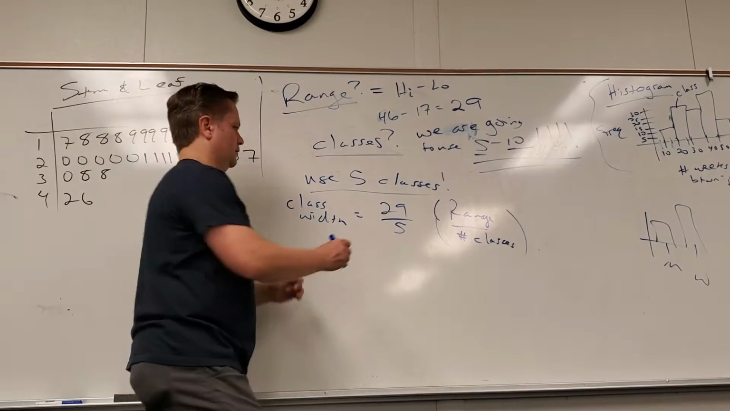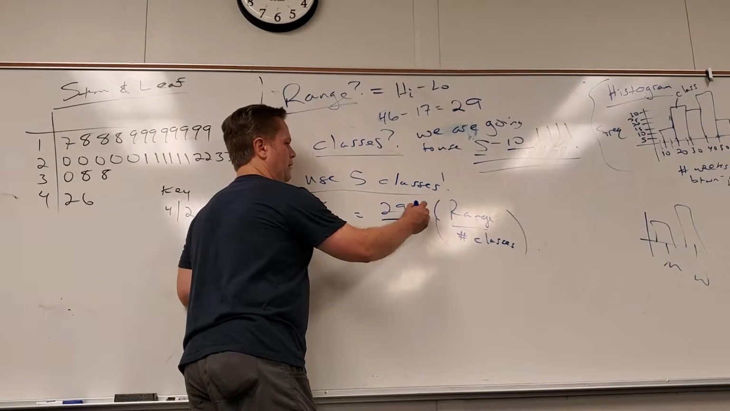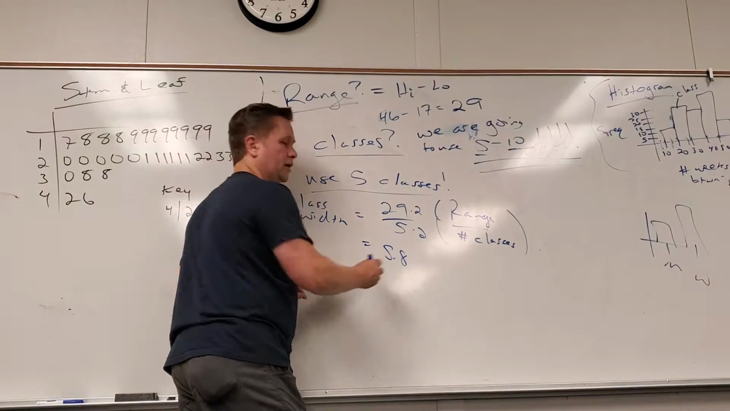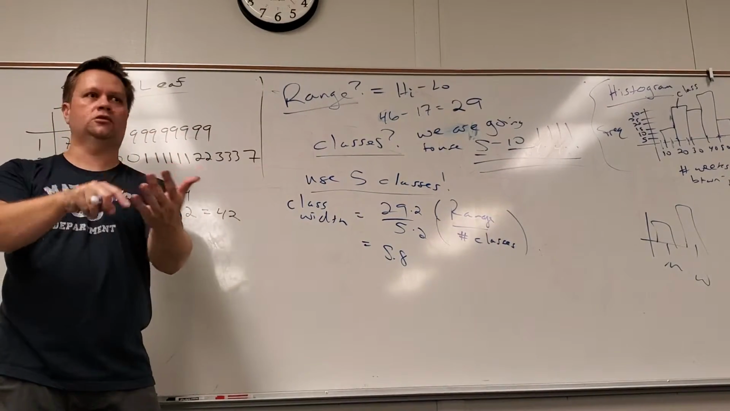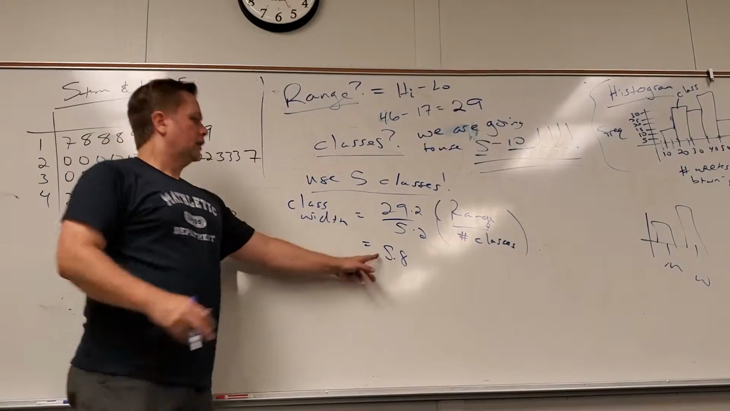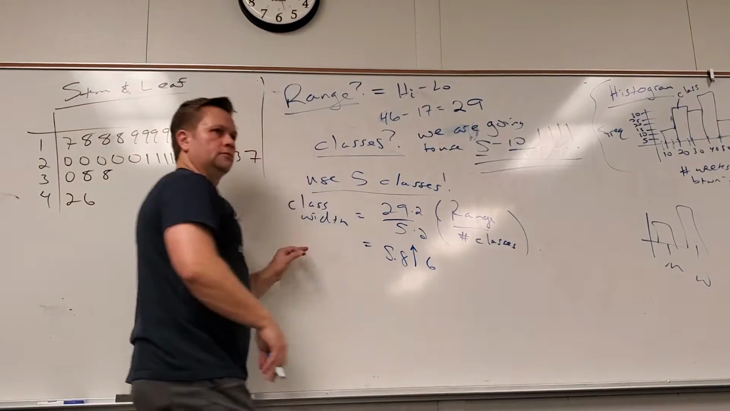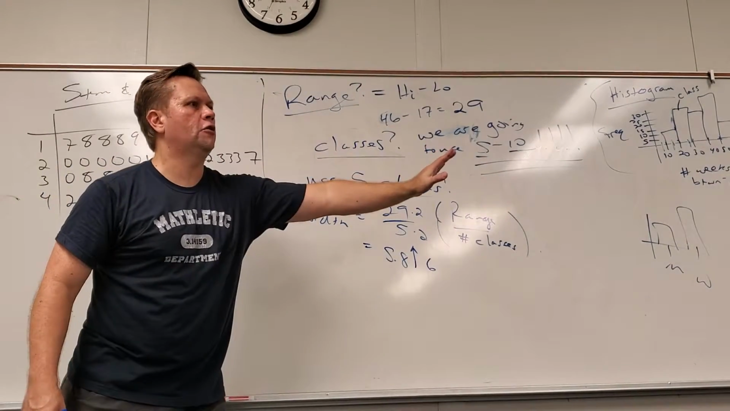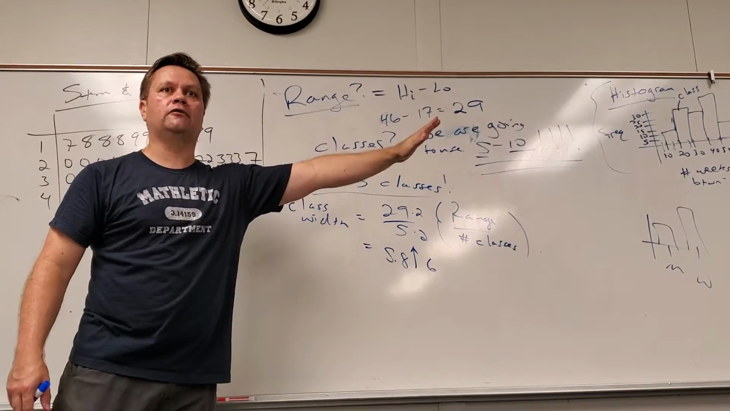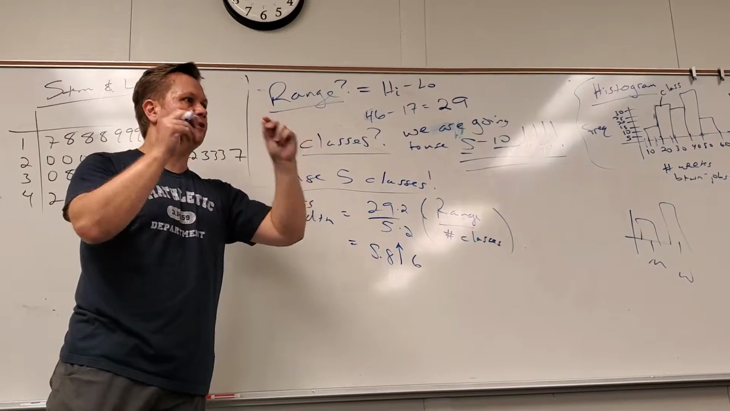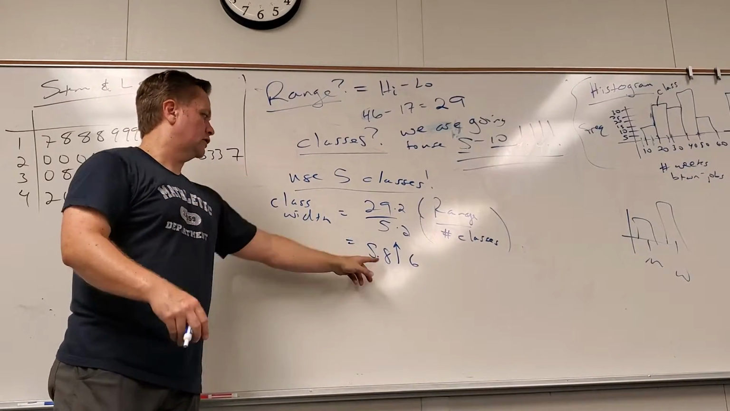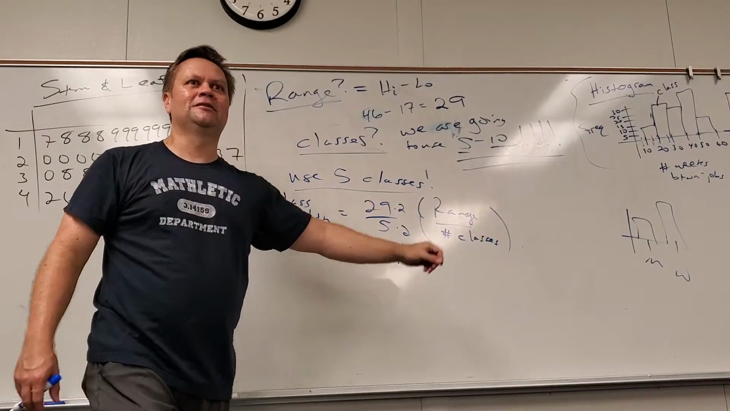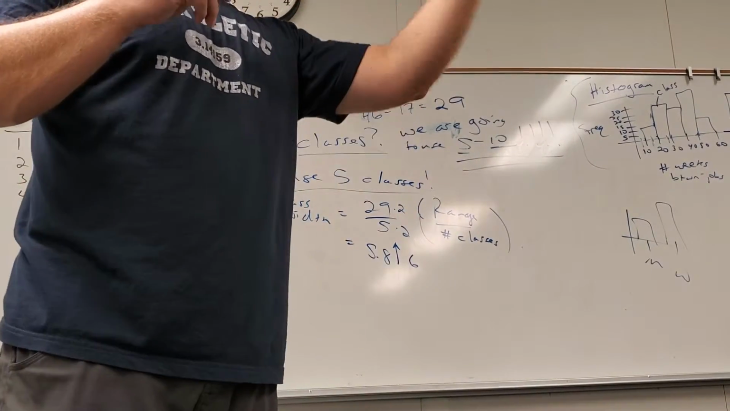The quick way to divide by 5 is multiply by 2, and then move the decimal back, because that's dividing by 10. So 5.8. And then we always round up if we need to. If I round down, I'm not going to cover the whole thing. I want to over cover, if anything. I want a place for every data point to go. If this was 5.2, what would I round to? 6. So I'm not just rounding, I'm always rounding up.